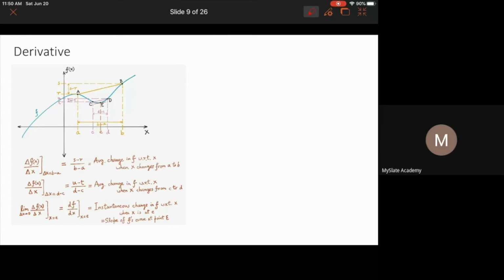And let's say we are interested in finding out the rate of change of f at x equal to c, x equal to e. Okay, so what we are interested in finding out is at what rate does f change per unit change in x when x is at e. Okay, that's what we want to find out.